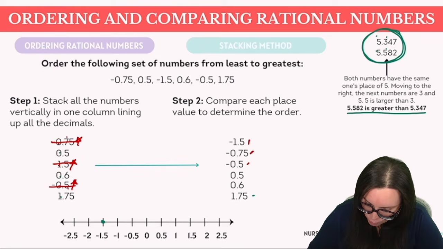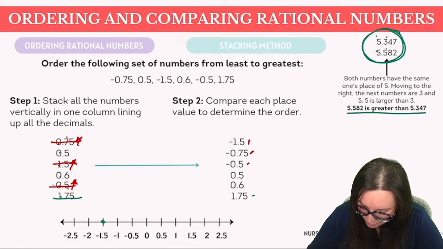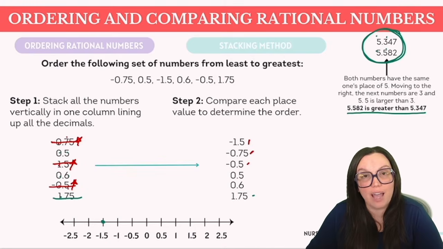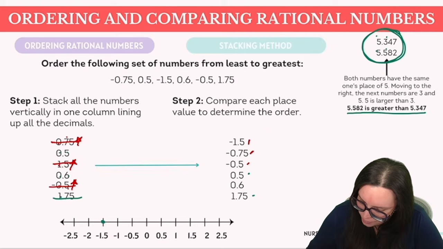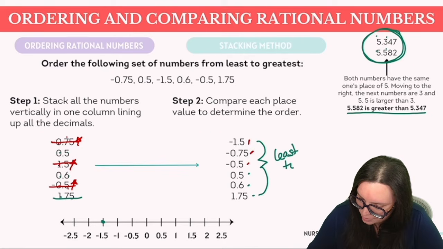Now we have to figure out which of these two remaining numbers are going to be greater than. So we have 5 and we have 6. Is 5 greater than 6? Absolutely not. So we can put 0.5 here and 0.6 here. So out of our data set, this is going to be our least to greatest.